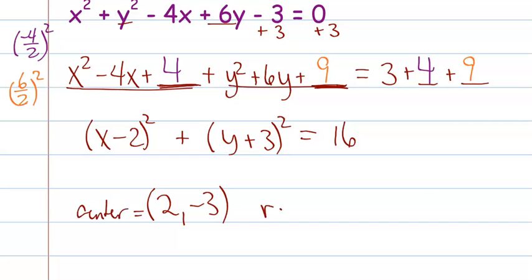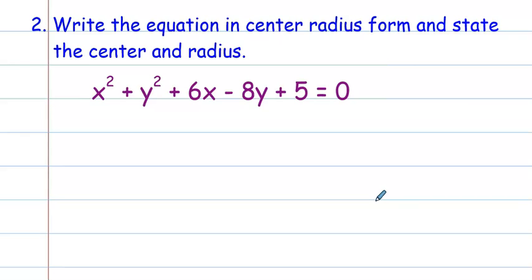And our radius is the square root of 16, which is 4. Because remember, this right here is an r squared form. So r is 4. Go ahead and try this one on your own. Pause it, and I'll show you in just a sec.